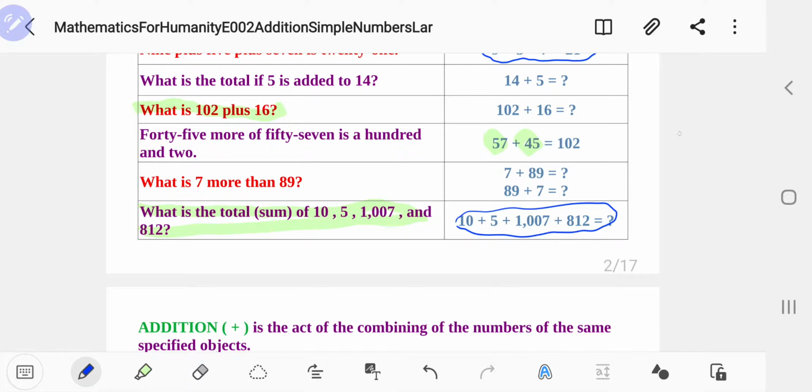So I hope you've learned how to convert statements to mathematical expressions, because converting statements will be very helpful in solving worded problems. Later on, as we end this session, I will present to you some worded problems.